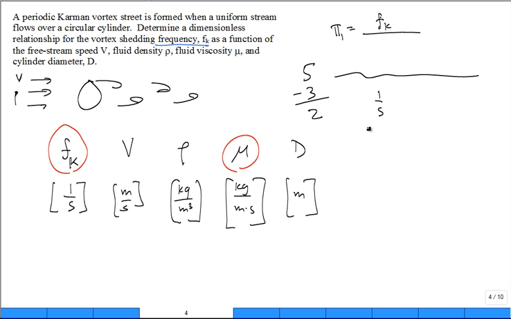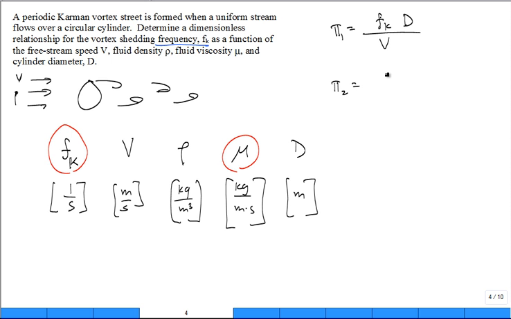What do you think? Yeah, divide by v. That'll go meters per second. And then multiplied by d, meters. And now it's dimensionless. True? So there's our first dimensionless group. Let me erase this. What about the second one?